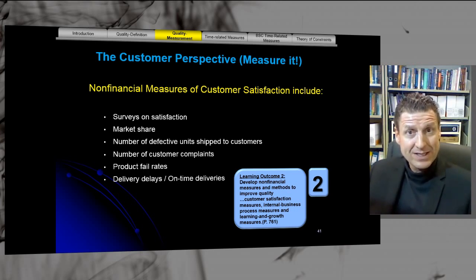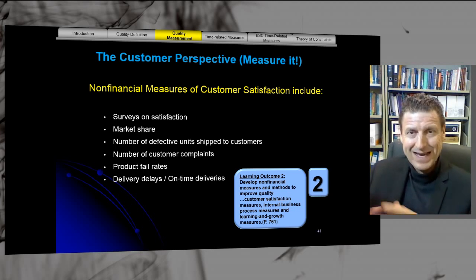We've got surveys on satisfaction. You can do surveys, you can do mystery shoppers. We can have focus groups, market share, and the number of defective units shipped to customers if it's a B2B. You don't want B2C as defective units, right? Then the number of customer complaints. Obviously, this is going to happen more with B2C because you're serving a greater number of customers.